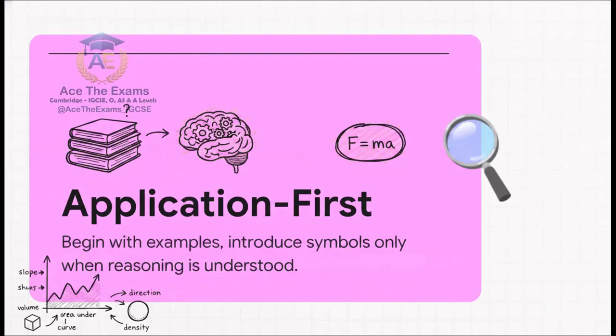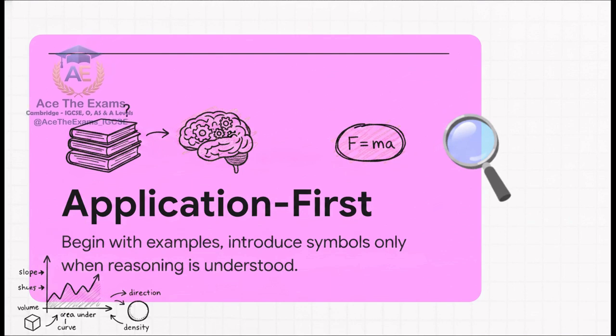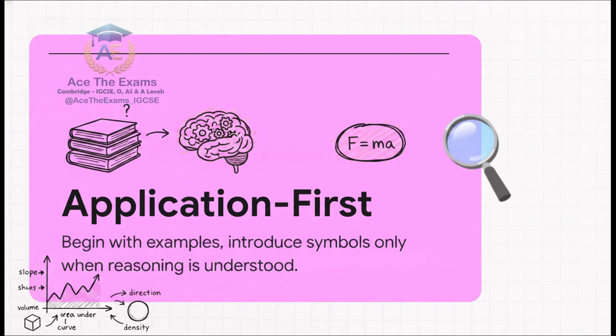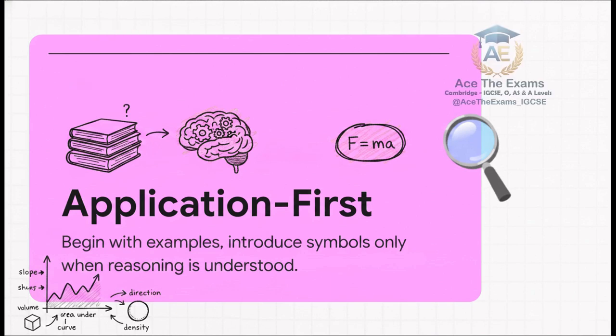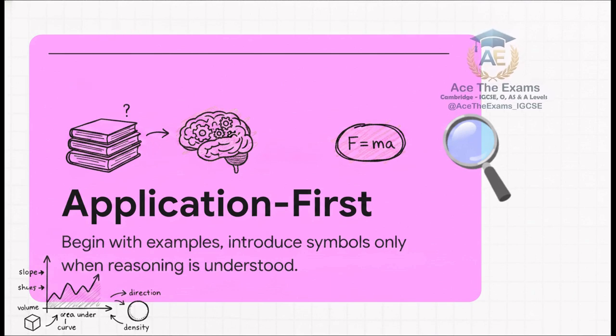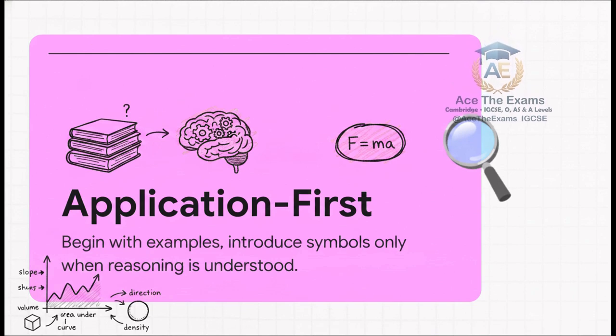Now, this is the core mindset you absolutely need to adopt. When we talk about physics, we have to move gradually and deliberately from everyday intuitive language over to that formal physics vocabulary. This perfectly illustrates the concept of application-first physics. Basically, it means you always start with a concrete example. You only introduce a symbolic relationship, like, say, a formula or a really strict definition, when the physical reasoning is fully understood by your brain.